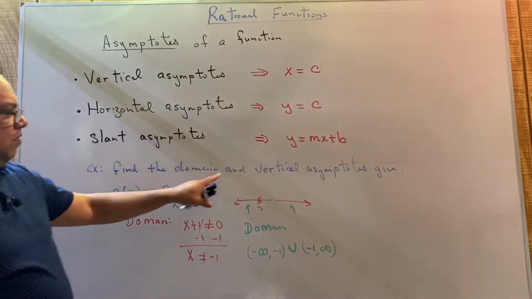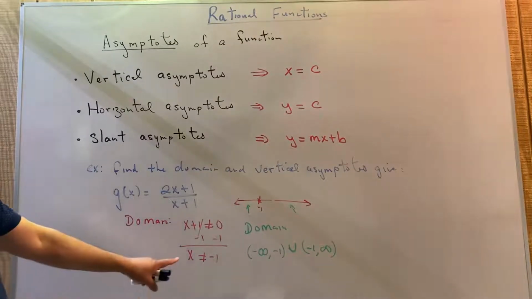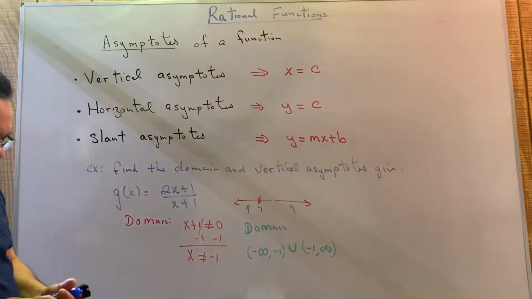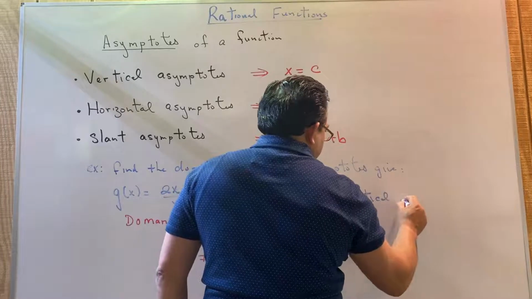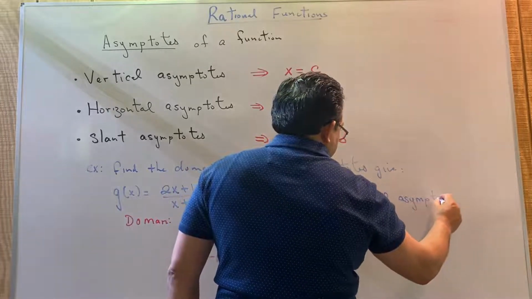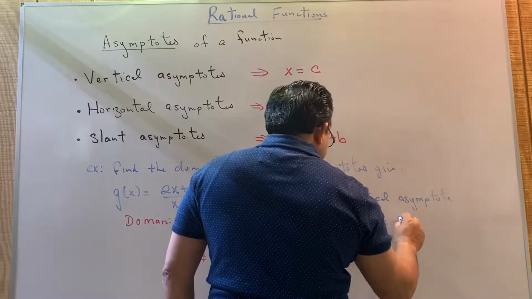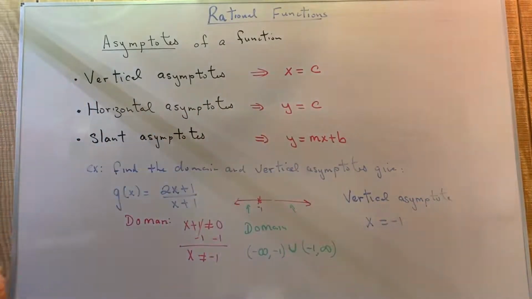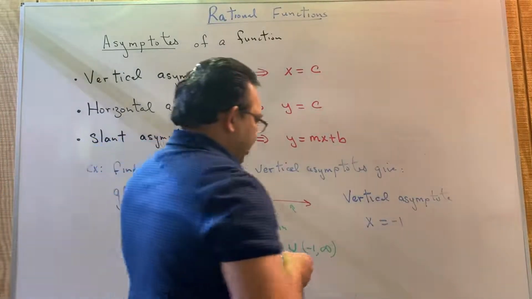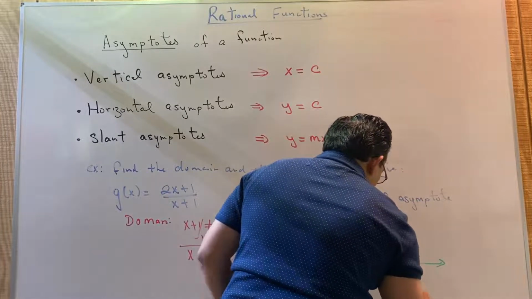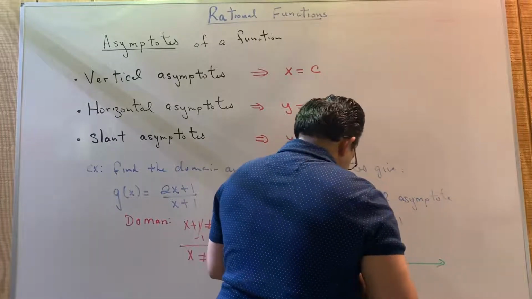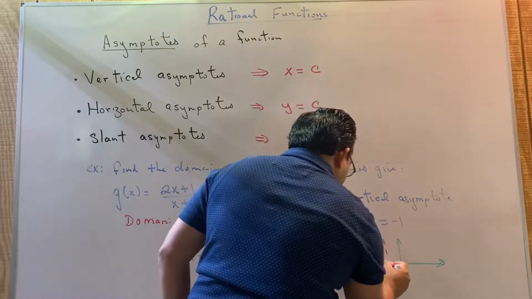Now, the question also asks to find vertical asymptotes. Well, what value did we take out? We took out x equal negative 1. So your vertical asymptote will be x equal negative 1. And if you look at the graph of this function, at x equal negative 1 you will have a vertical line that's broken.